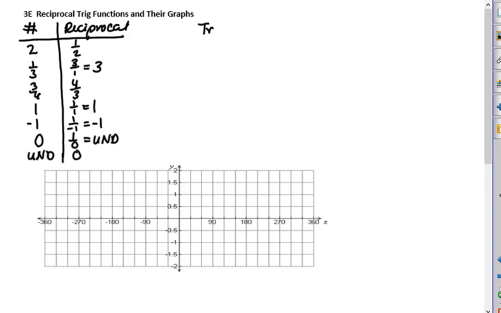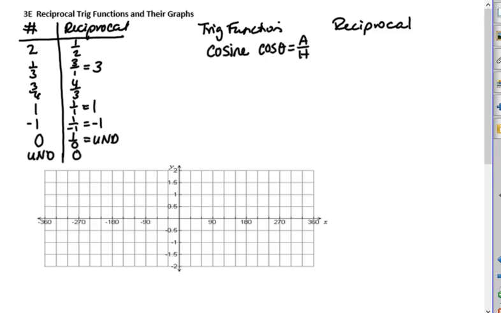Okay, so knowing that to start out with, let's define some of our reciprocal trig functions. So here is the trig function, and here is its reciprocal. I want to start out with cosine. Cosine of theta is equal to adjacent over hypotenuse. Its reciprocal is called secant, abbreviated SEC, and secant of theta is hypotenuse over adjacent.